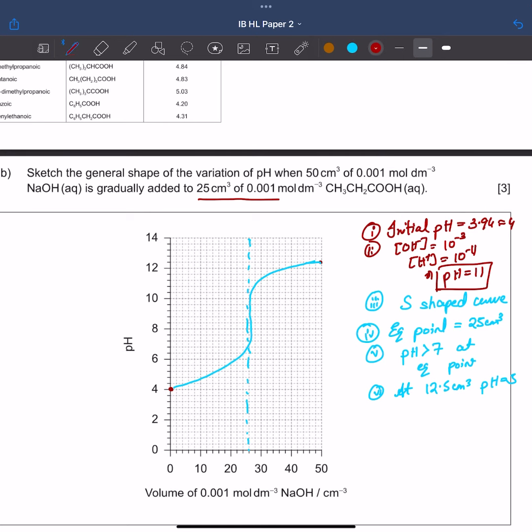Okay, let's see if all our conditions have been met or not. Here is the equivalence point approximately. pH is greater than 7, yes, that is correct. At half equivalence point, 12.5, the pH is approximately 5. So yes, it's somewhere around 5 only. So this is correct. We can just remove these dots which I made. So this will be the curve, and this is the correct answer to this question.